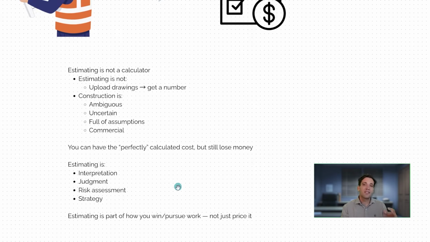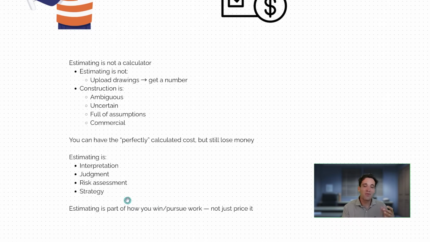I think of estimating more as interpreting and understanding different construction methodologies and tasks, making judgment about the best ways to do things, how accurate the information you're relying on is, and how to qualify that. Basically, how to understand risk and uncertainty and how to factor that into your price. And ultimately, it's about business strategy. How, as a construction company, do you win profitable projects in a highly commoditized market? Really, estimating is a much more holistic field that talks about how we either win or pursue projects that make sense for our business.